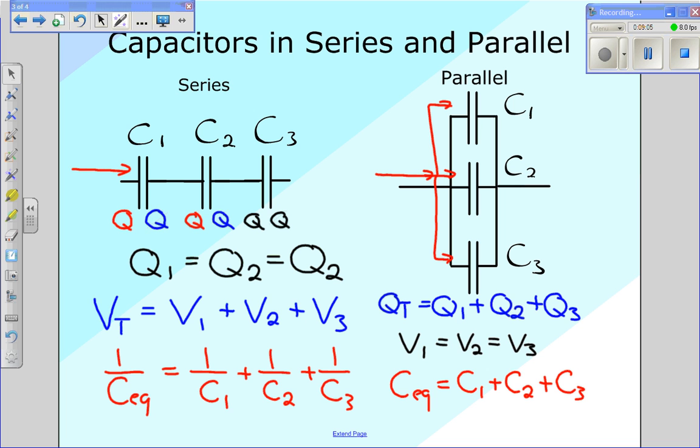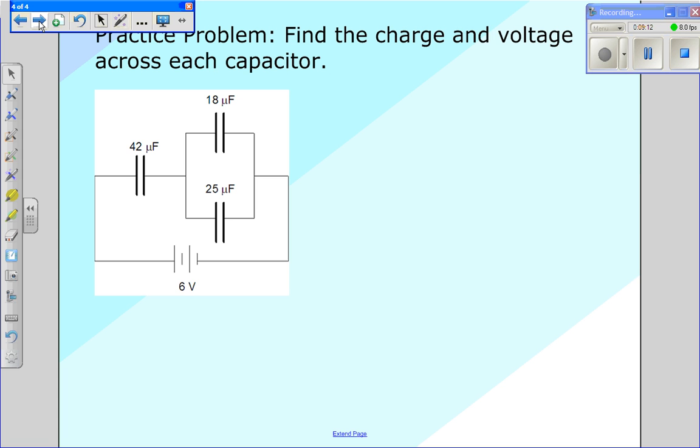So what we're going to do now is look at one example problem where we see all capacitors. If we look here, we have a 42 microfarad capacitor, which is connected to an 18 microfarad capacitor and a 25 microfarad capacitor connected in parallel. And what we want to do is find the charge and the voltage across each and every single capacitor here. The first thing that we need to do is find the equivalent capacitance.